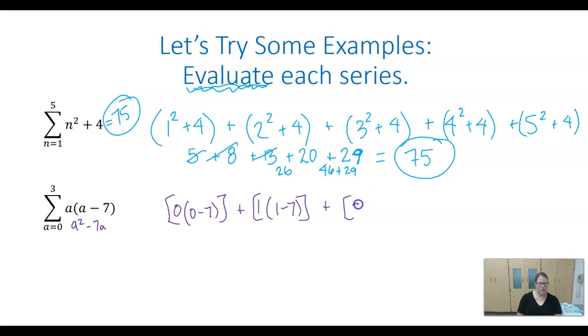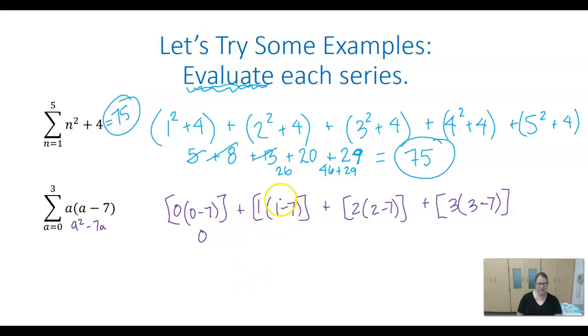We're going to go for 2 times 2 minus 7. And we're going to end on 3, so this will be our last term, 3 times 3 minus 7. Again, if you wanted to just plug it into a squared minus 7a, you'll get the exact same thing. Either one works. So since 0 is on the outside here, we're multiplying everything by 0. That term is just going to go to 0.